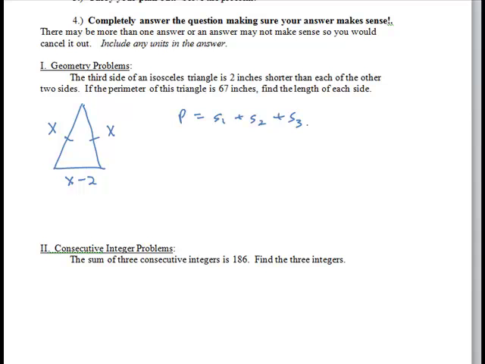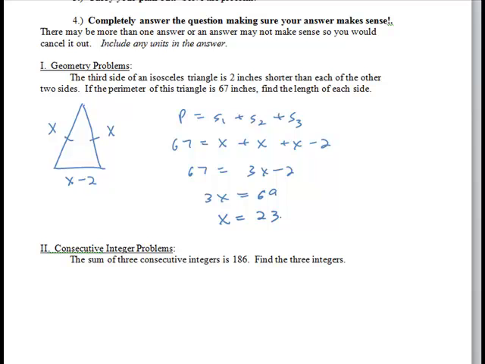If we go back in and substitute in the values we know, we're not asked to solve the perimeter, we're given the perimeter of 67 inches. Side 1 we set equal to x, side 2 x, and side 3 x minus 2. So now we have a linear equation with only one variable, which we know how to solve. So take a few minutes, solve this equation. x works out to be 23.